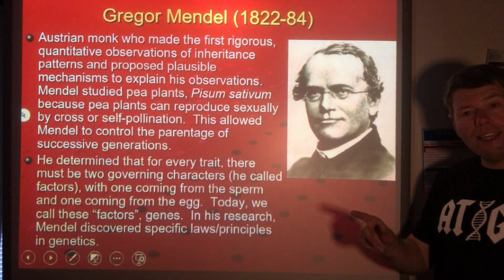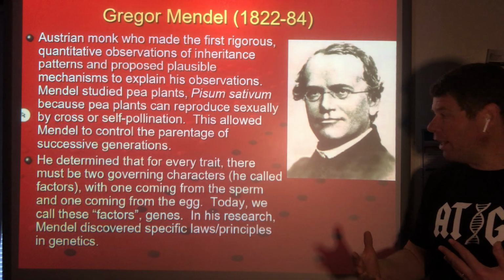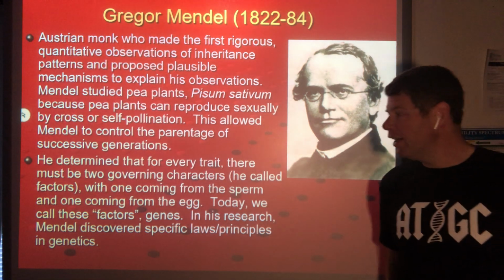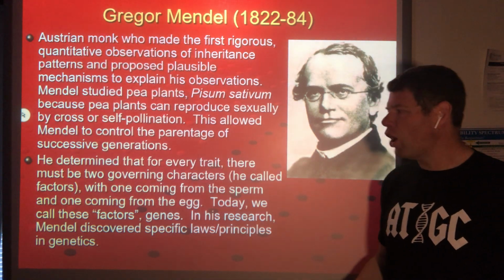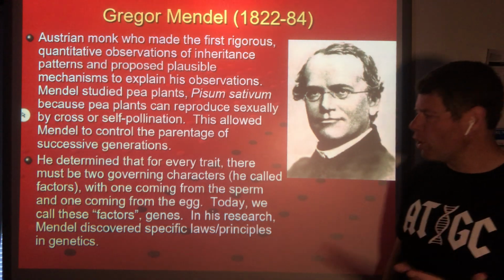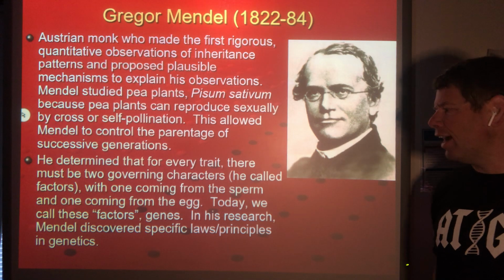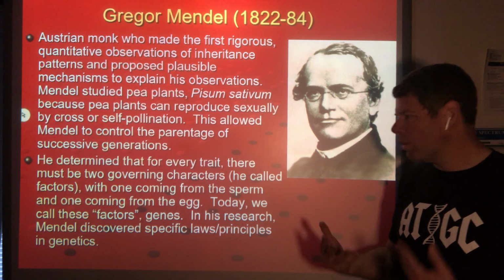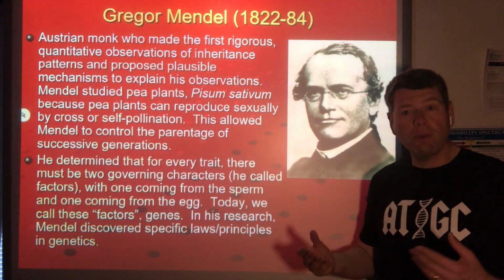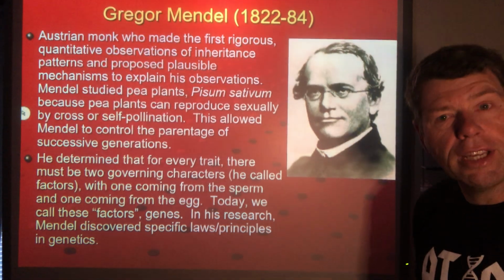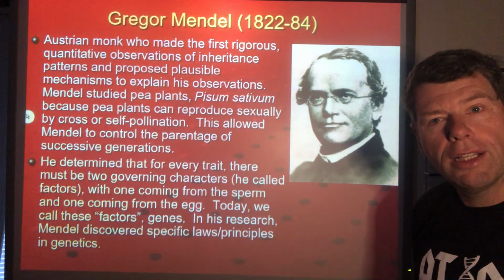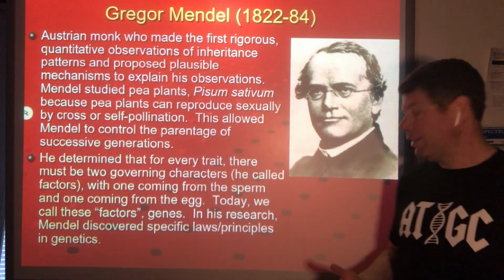All right, and he determined, and we'll talk about his laws in a minute, that for every trait there must be two governing characteristics. He called those factors. We'll call them alleles, one coming from the sperm, one coming from the egg, and we can also call them genes. We'll get into the vocabulary quite a bit today. You're gonna learn some geno-speak, all right? Let's raise this light up, so I don't look too ghostly.